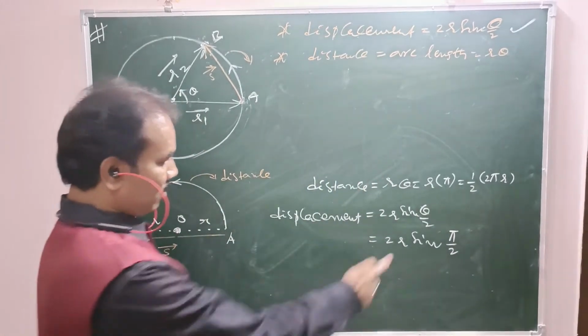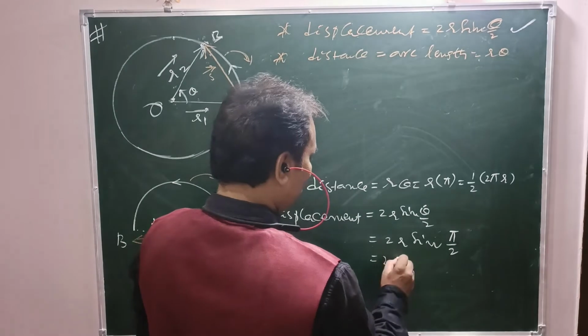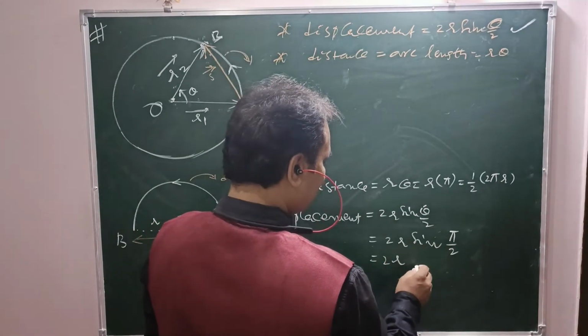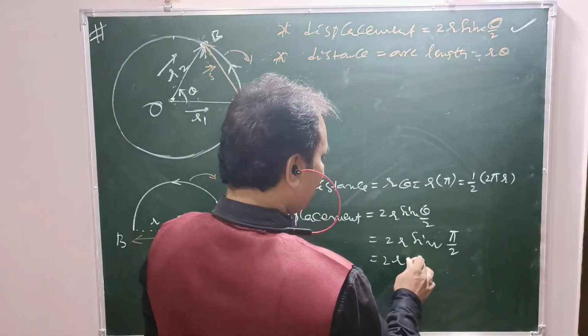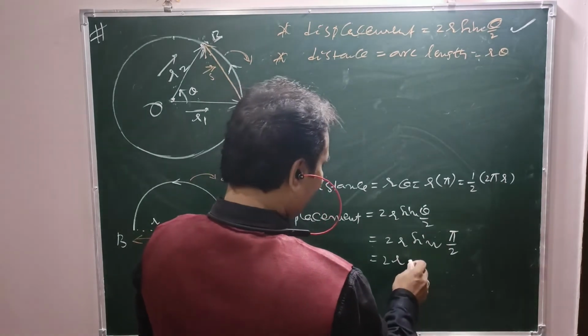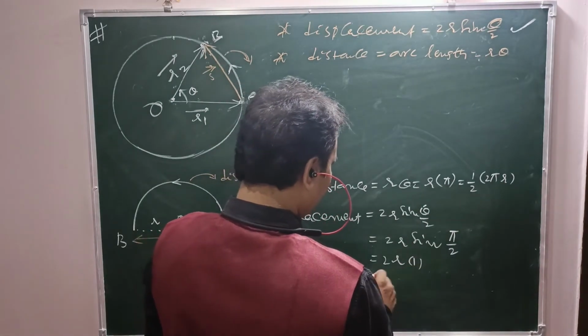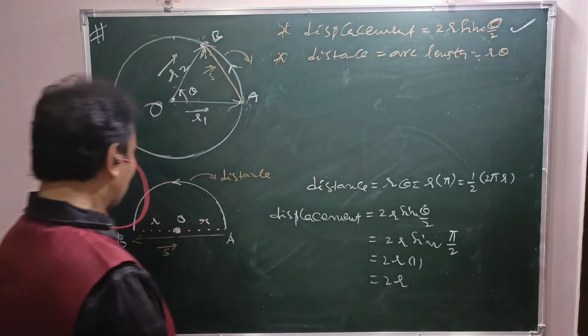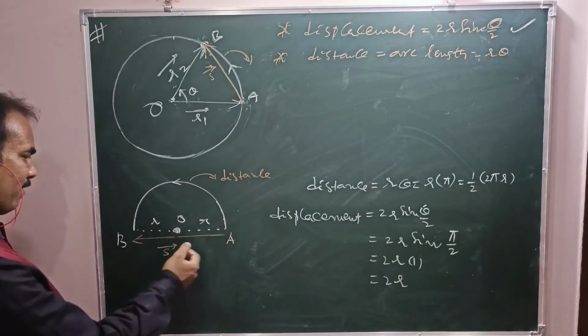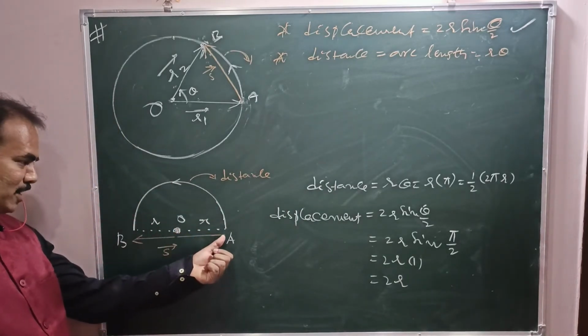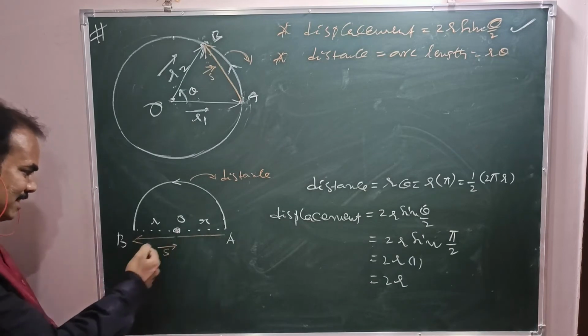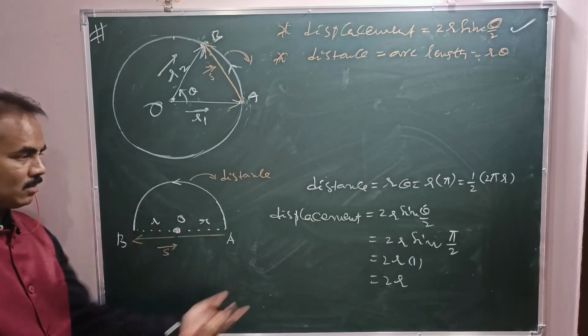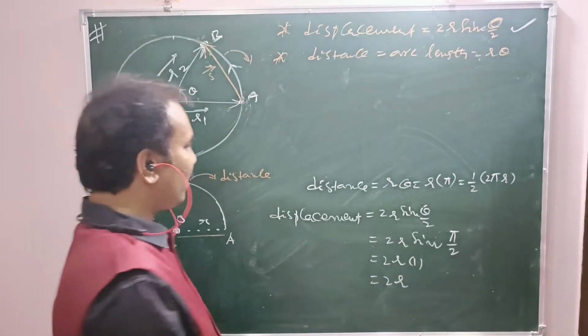Theta by 2 is pi by 2. That is 2r sin pi by 2. Sin pi by 2 is 1. That is 2r. See, r plus r. The line segment drawn straight from initial position to final position has length r plus r. 2r is the displacement. Okay.